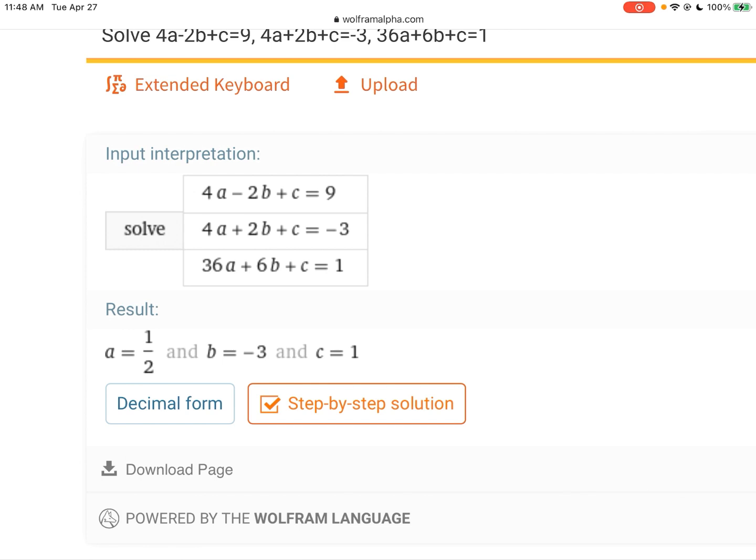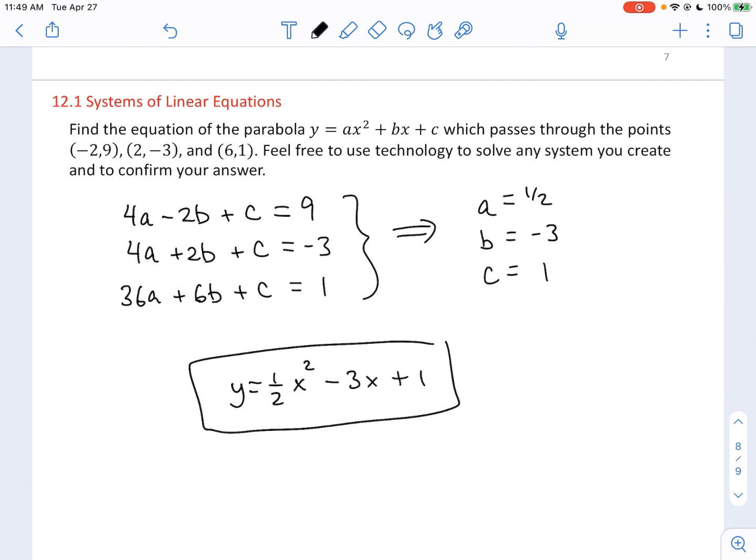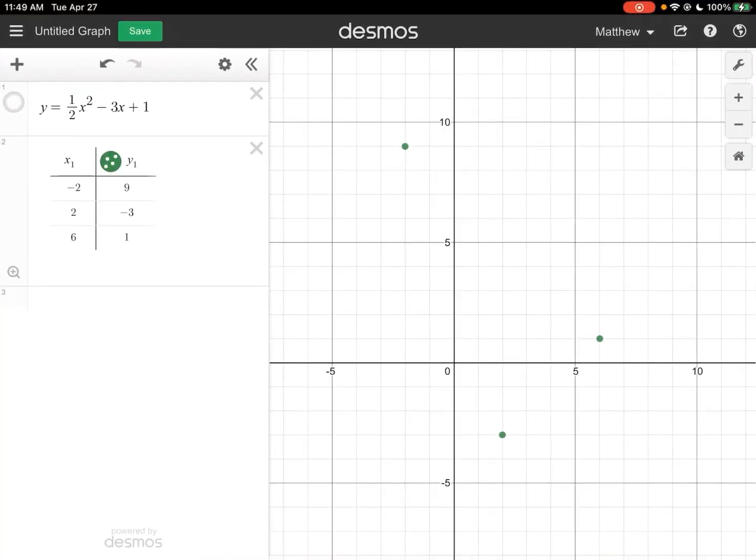So a is 1/2, b is negative 3, and c is 1. And this is our solution. So the parabola that we're after is y is equal to 1/2 of x squared minus 3x plus 1. This is the parabola that will contain all 3 points. And let's confirm that using technology as well.